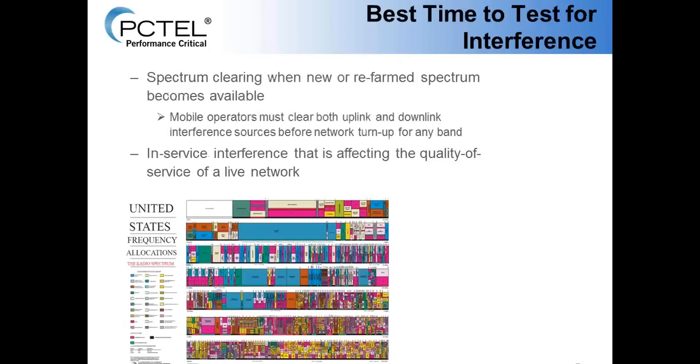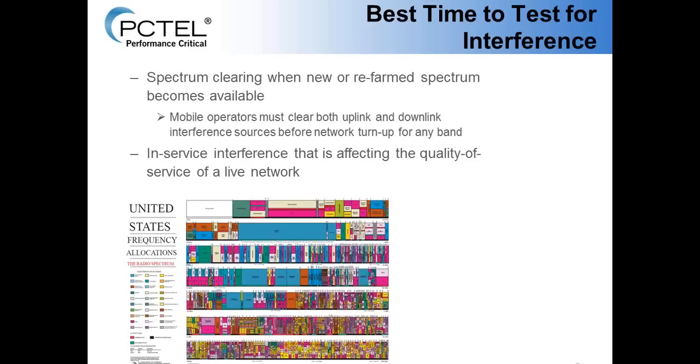Moving to the next slide, when is the best time to test for interference? Well, typically you test 2 times. First, when you're doing spectrum clearing, when you have new or refarmed spectrum that becomes available, because what you really have to do is go in there and clear out the uplink and downlink.